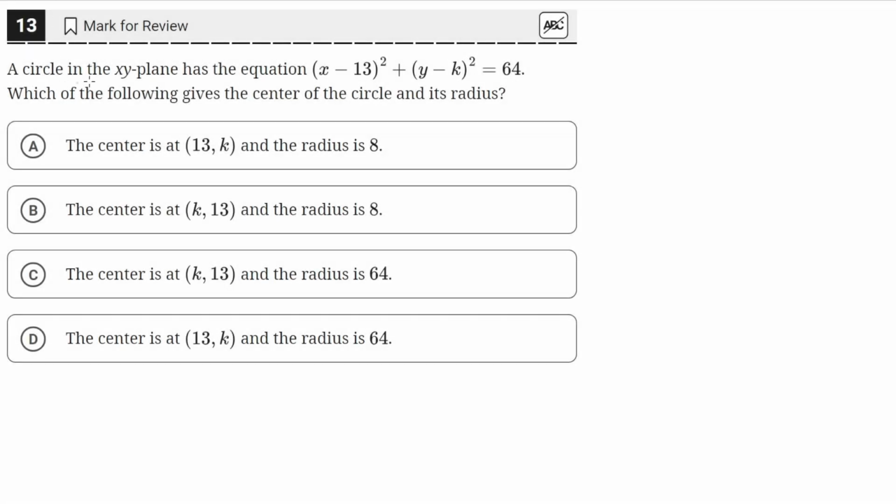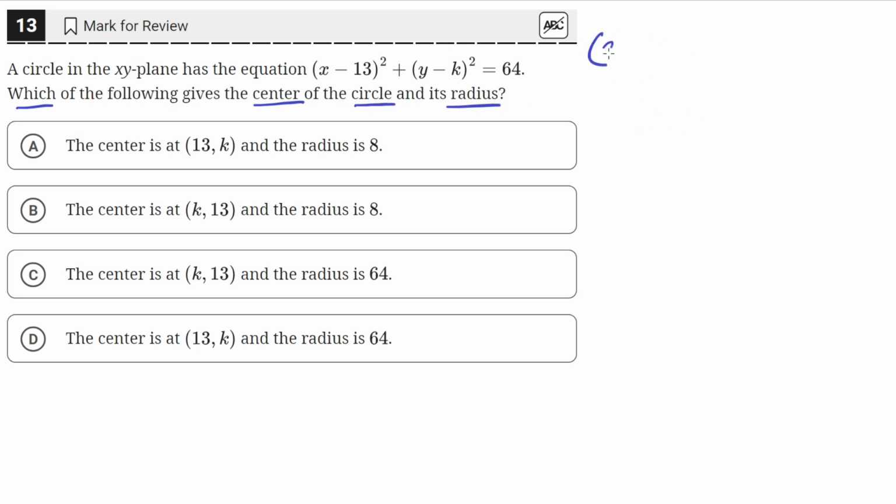A circle in the xy plane has the equation (x - 13)² + (y - k)² = 64. Which of the following gives the center of the circle and its radius?